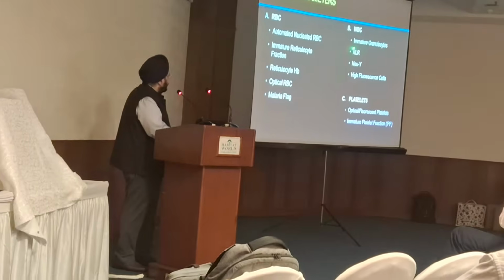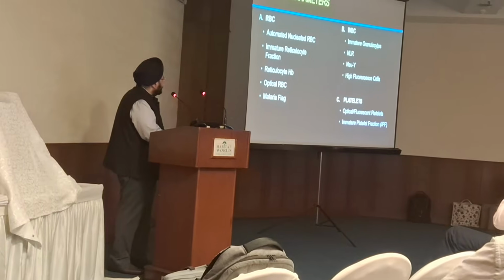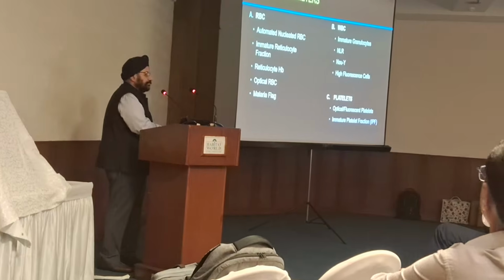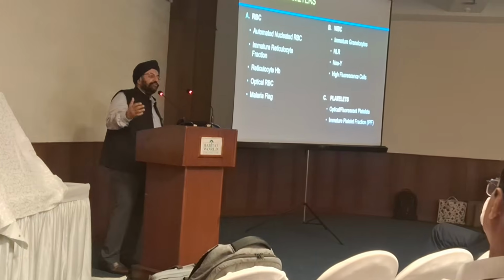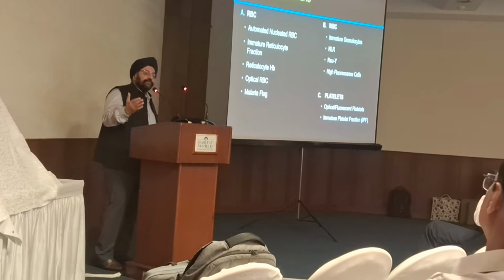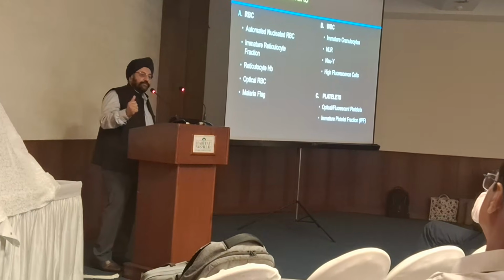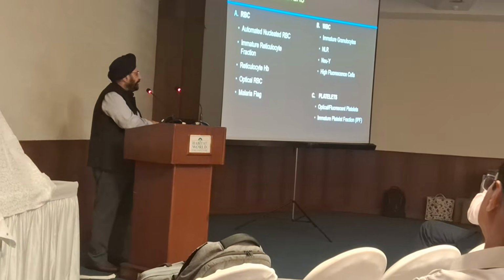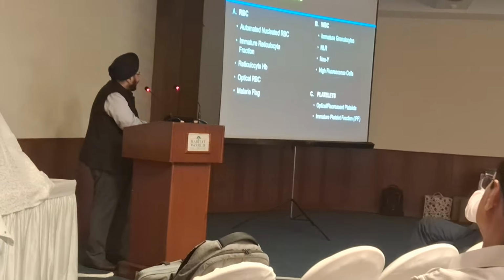On the WBC cell line, we will be discussing the immature granulocytes, the neutrophil lymphocyte ratio, and NEUT-Y. This is nothing but the dispersion of the neutrophil along the y-axis or the axis of the fluorescence. So basically, more NEUT-Y means more RNA DNA content of the neutrophil, and the high fluorescent cells.